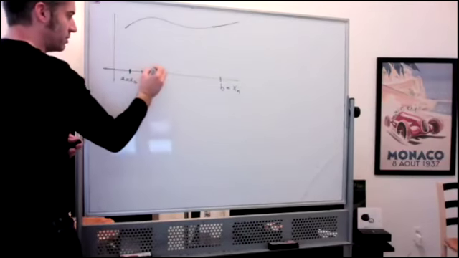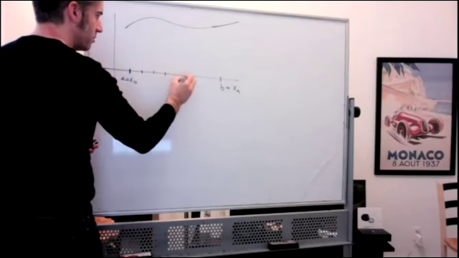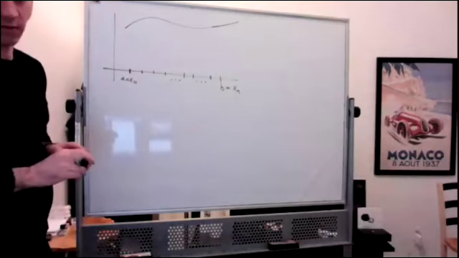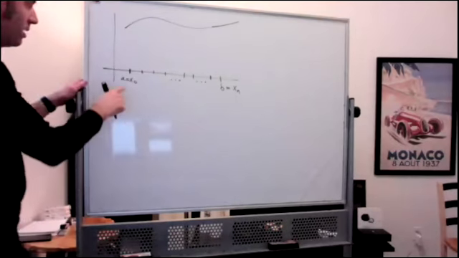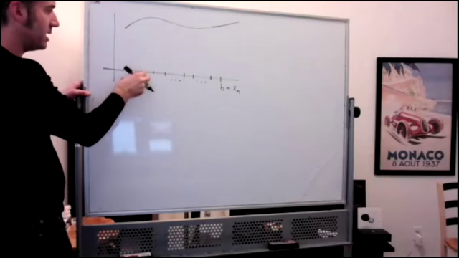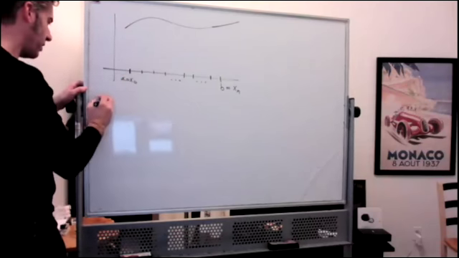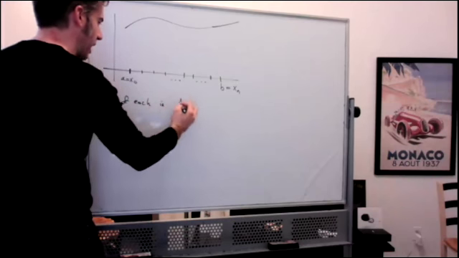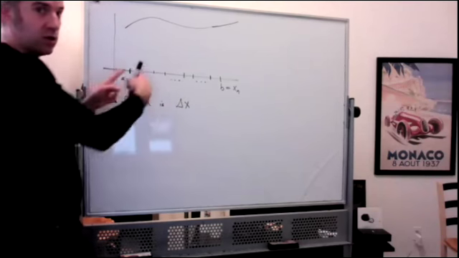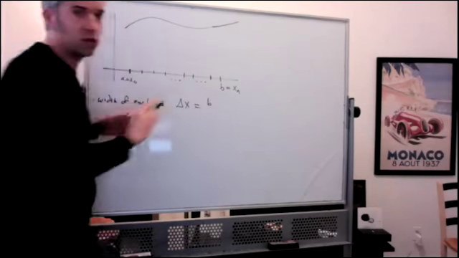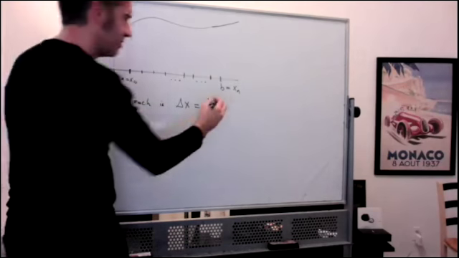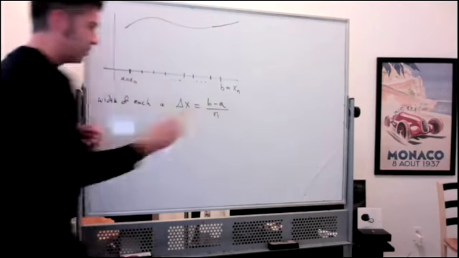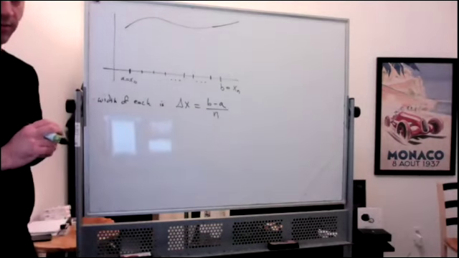And I'm breaking this up into, again, n subintervals. Okay, I want you guys to pay attention. So x sub 0 is equal to a. And each subinterval, the width of each subinterval is delta x, which is the total length, b minus a, divided by the number of subintervals, which is n. So delta x is b minus a over n.